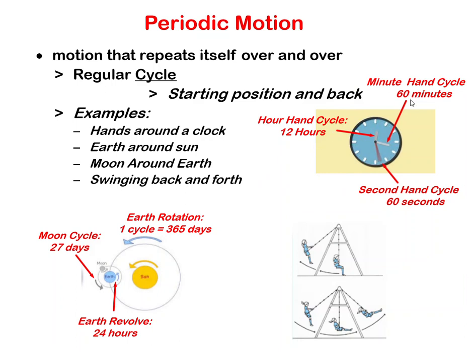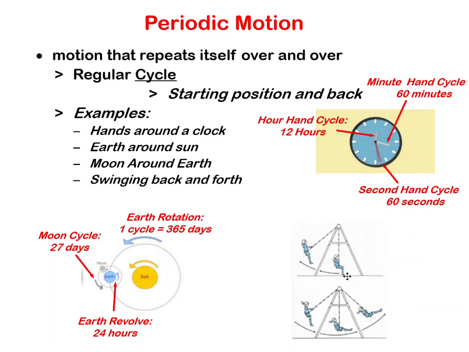A clock. The hour hand on a clock has one cycle. In order for this hour hand to come back to here, it's going to take 12 hours. So its cycle would be 12 hours. The minute hand takes 60 minutes to make one full cycle. The second hand takes 60 seconds. We see that in Earth, right? One cycle of the Earth around the sun is approximately 365 days. The Earth rotates, making one full revolution every 24 hours on its axis. The moon rotates around the Earth about every 27 days. So these are all things that have a motion that repeats itself over and over and over again.